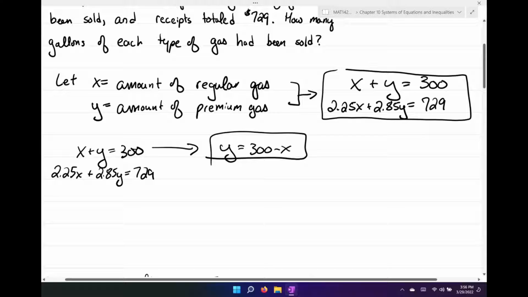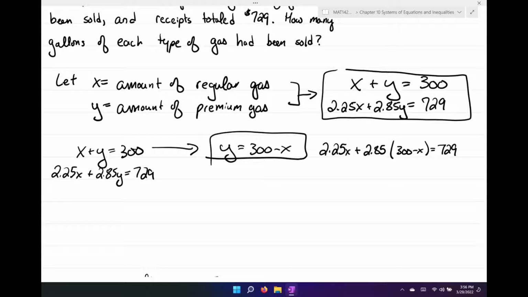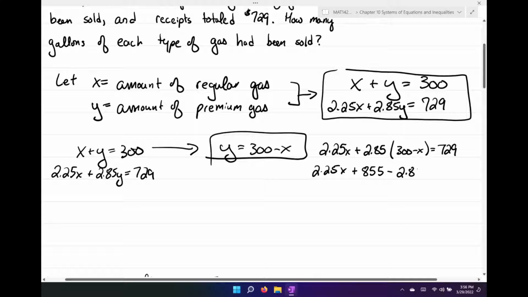So let's see here. We're going to take this, and we're going to substitute it into the equation that we didn't pick. And I'm going to write it to the right here. So we have 2.25x plus 2.85 times the quantity 300 minus x has to equal 729. Now from here, we just go ahead and solve. So we get 2.25x plus 2.85 times 300, which is 855, minus 2.85x equals 729.